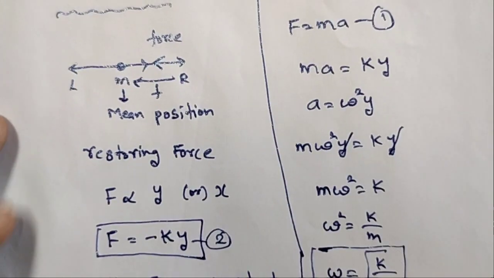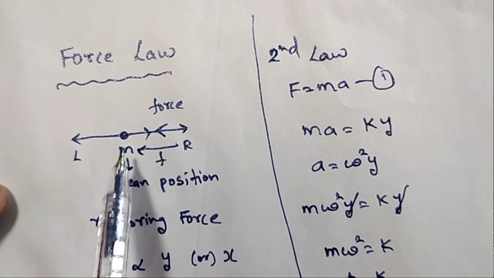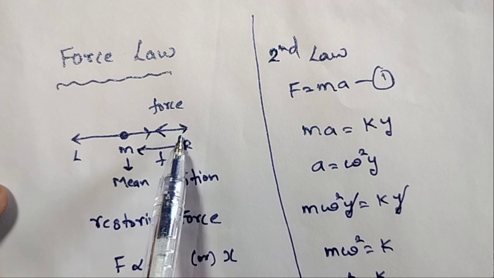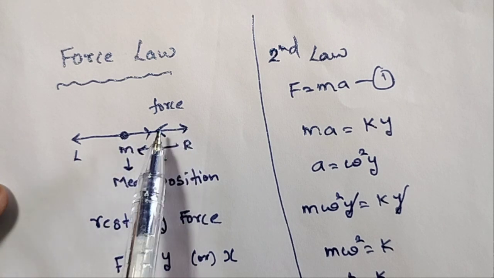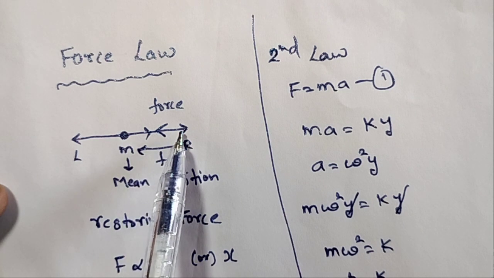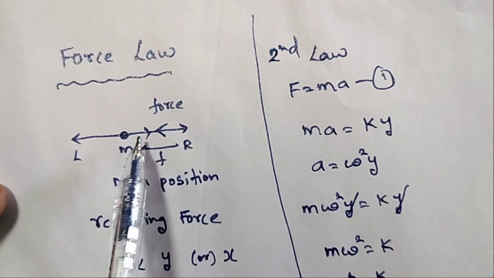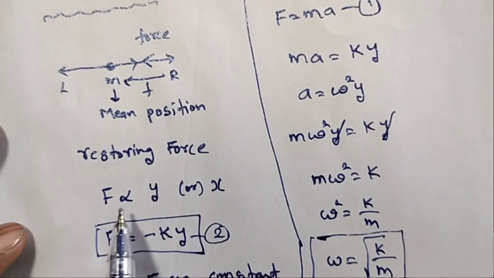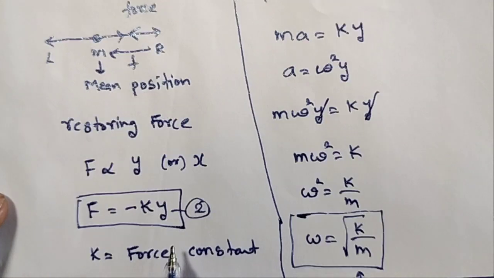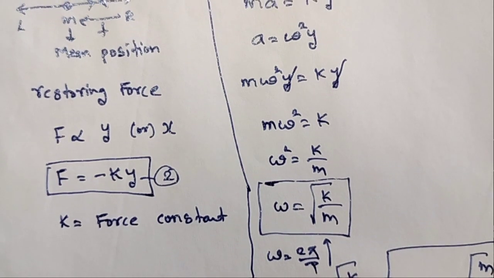So this is how the force law is explained. The particle is moving in SHM. When a force F acts on the particle, it leaves the mean position, so the restoring force acts on the particle. This restoring force always brings the particle back to the mean position. Always the restoring force F is proportional to y, F is equal to minus ky, and omega is the angular frequency.